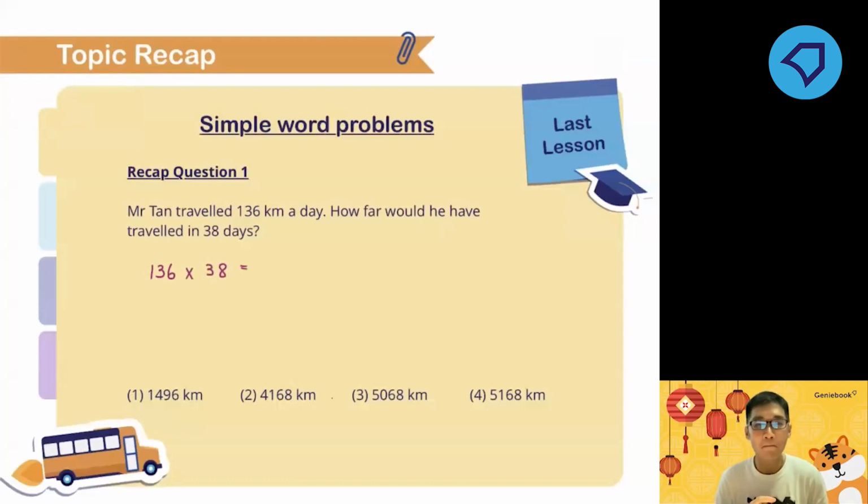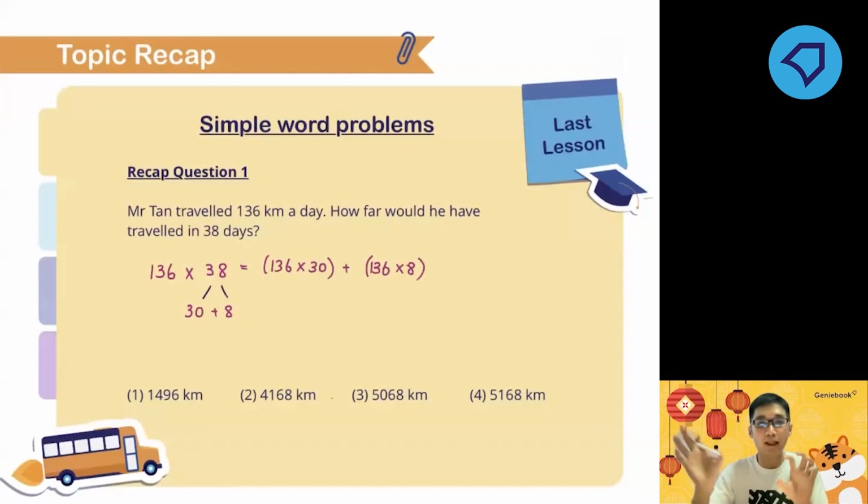Remember what I did for multiplication by a two-digit number? I split this, like how I do for number bonds. I can split this into 30 plus 8. In other words, I can have 30 groups of 136 with another 8 more groups of 136. So you can work it out this way: 136 multiplied by 30 first, so you have 30 groups of 136, then you have another 8 more groups of 136. You can work out these two multiplications separately.